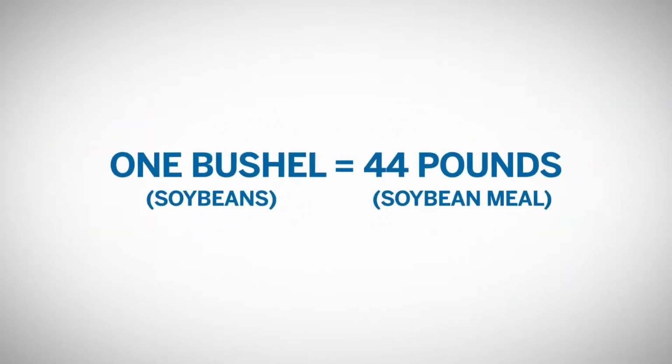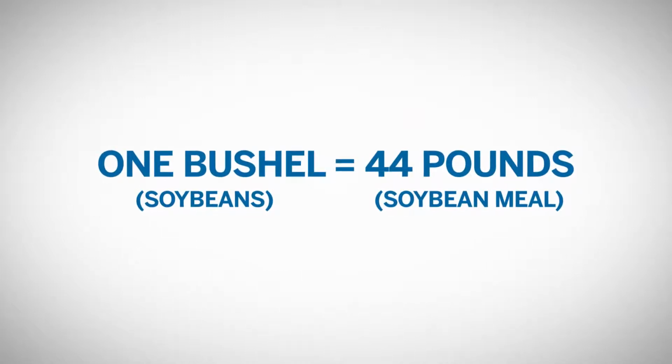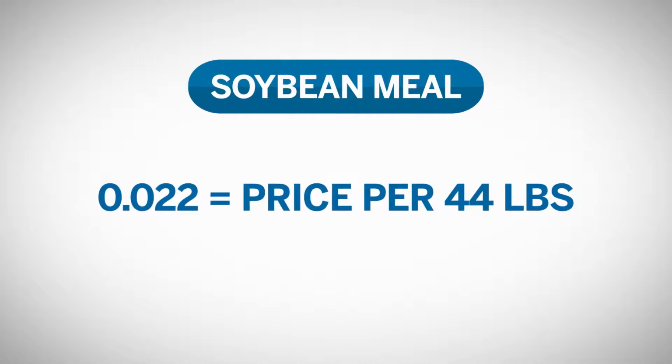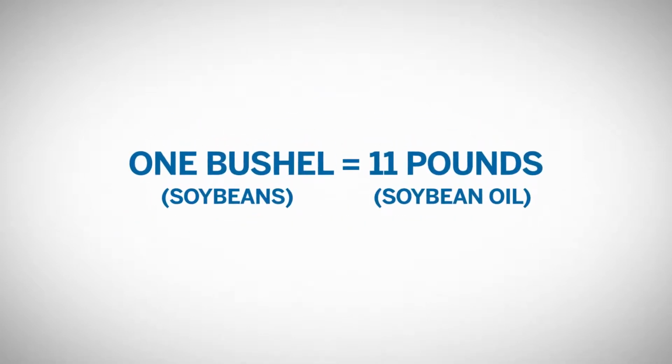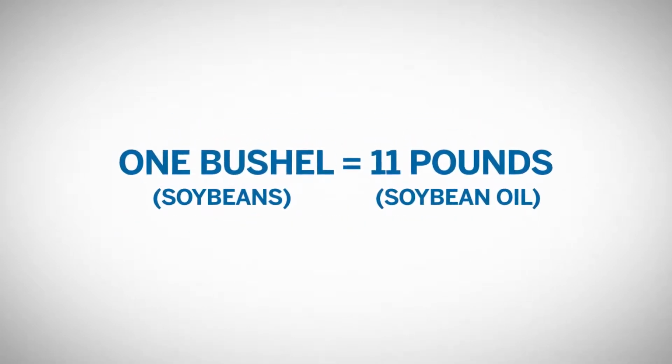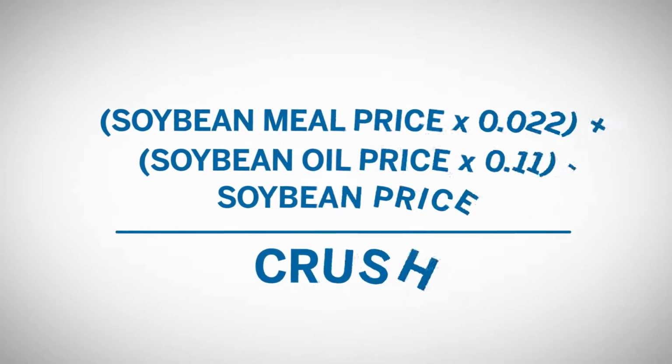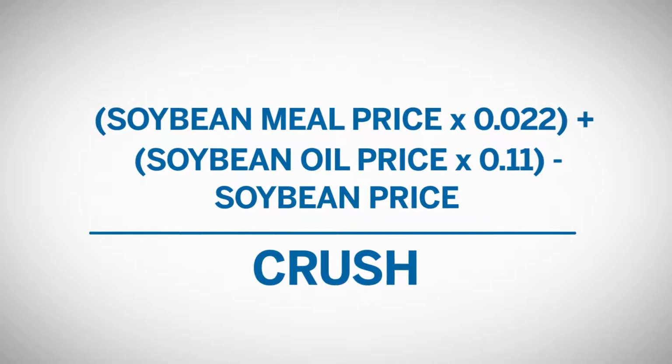Then a conversion factor is applied to the futures prices of soybean meal and soybean oil. A bushel of soybeans produces about 44 pounds of soybean meal. Since soybean meal futures are priced per ton, multiplying the meal price by 0.022 represents the meal price per 44 pounds. That same bushel of soybeans also produces 11 pounds of soybean oil. Since soybean oil futures are priced per pound, multiplying the soybean oil price by 0.11 represents the oil price per 11 pounds. So the new formula to calculate the crush is shown here.